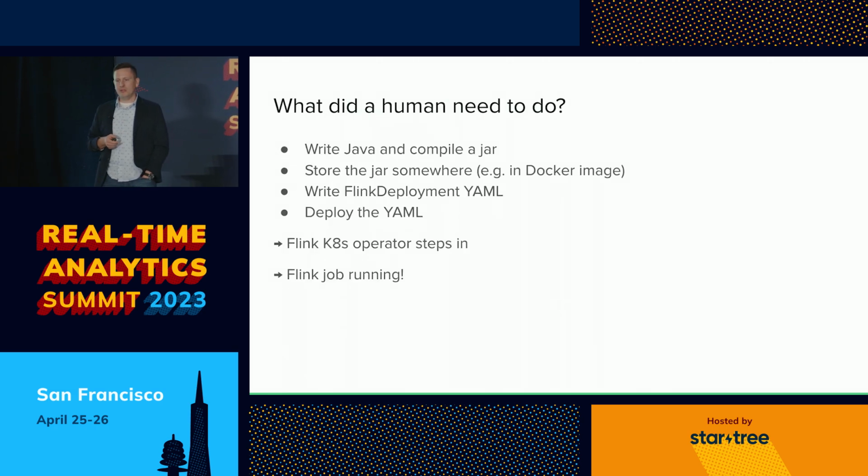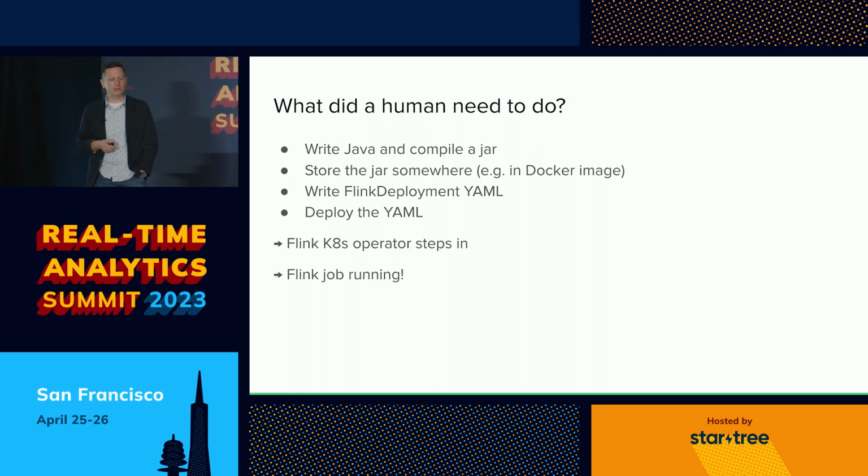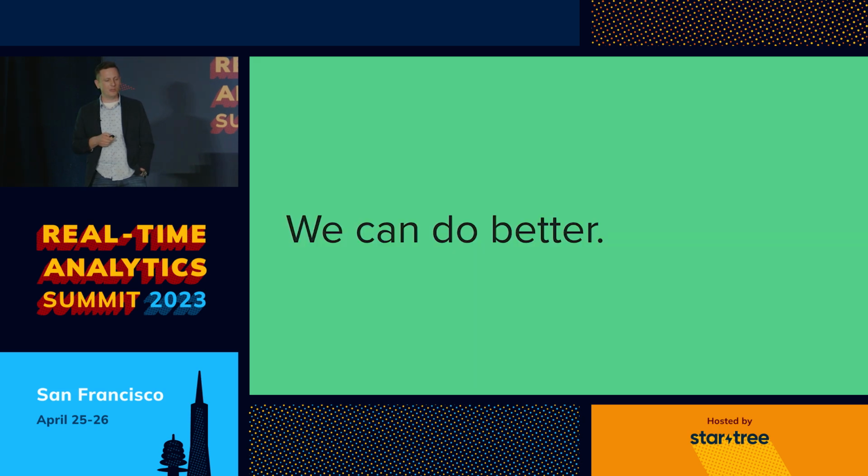So what did a human need to do to deploy this Flink job, right? You have to write some Java, you have to compile the jar, you have to store the jar somewhere, usually stick it in a Docker image or whatever. And then you can write your Flink deployment YAML, which tells the operator what to do. And then you can deploy that YAML, and the Flink Kubernetes operator steps in, processes that Flink deployment YAML, generates other YAML downstream, and then eventually your Flink job is running. So that's actually pretty great. That's pretty easy. It's not very declarative, but it's pretty easy.